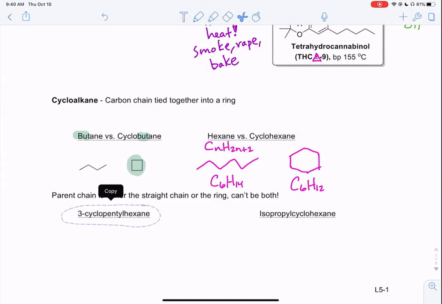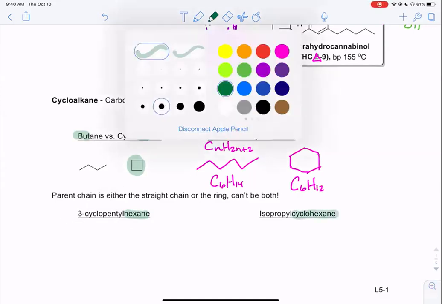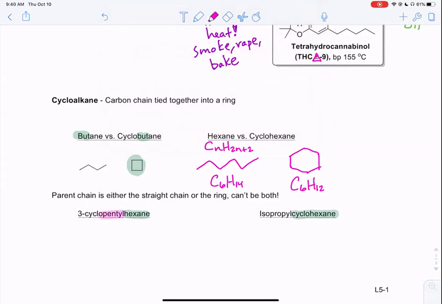We'll see that we have two different parents in these two examples. One where the parent is hexane, and another where the parent is cyclohexane. We see on the beginning of there, this is a substituent or a branch, the 3-cyclopentyl, whereas over here an isopropyl is going to be a branch. So I recommend pausing the video, drawing those structures, and then I'll draw them with you.